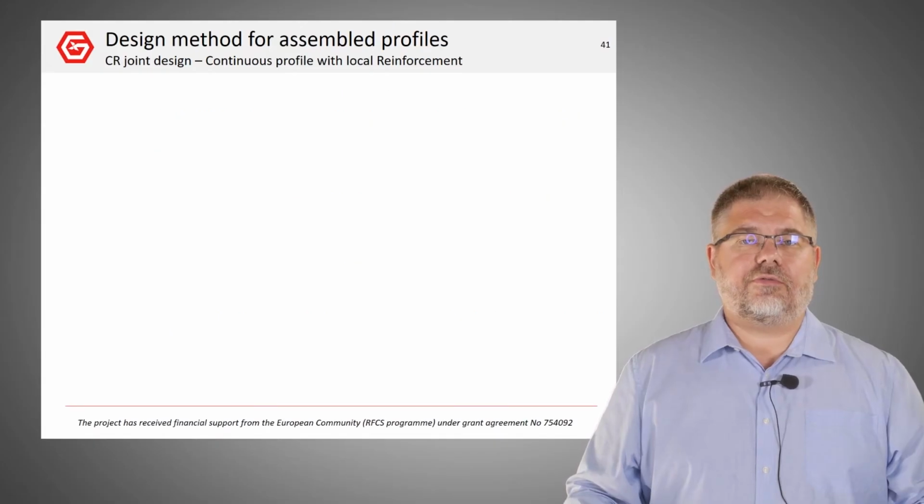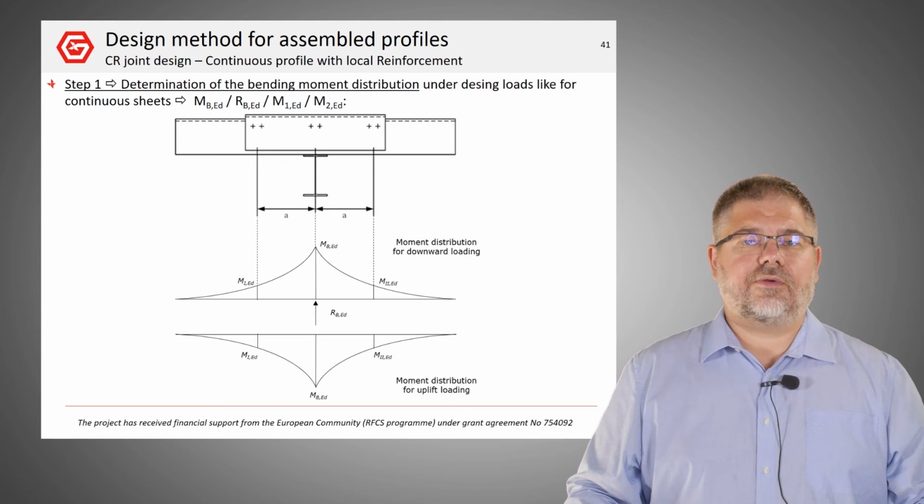For the continuous profile with local reinforcement, the design method is similar to the double overlap join. In the first step, we had to determine the bending moment distribution under downward loading and for uplift loading, in particular the moment values at the ends of overlap, M1 and M2.